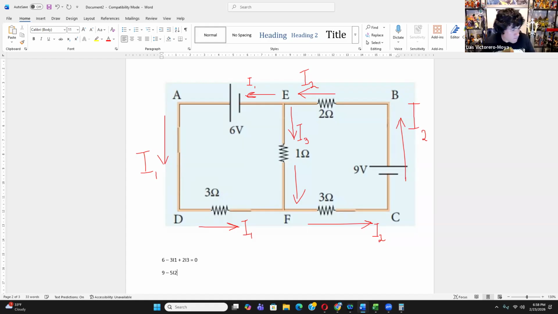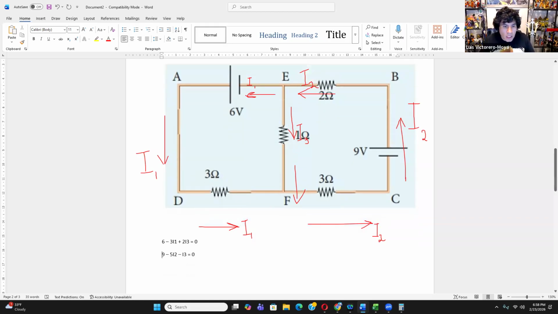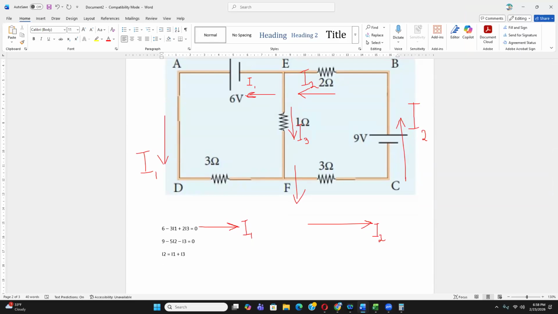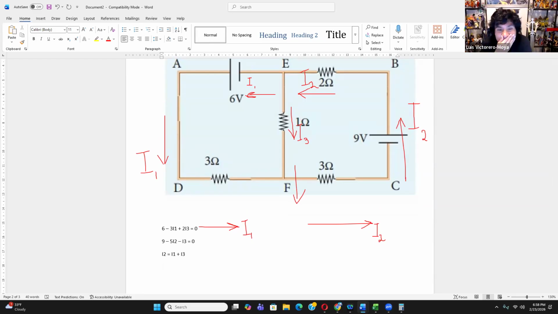Minus I frame. There you go. And of course, I2 equals I1 plus I3. All right, guys. I1 is 2, I2 is negative 1.5, I3 is negative 3 point something. Is that what you guys got? I think I got different answers. I probably made a mistake somewhere. Oh, okay. Do I have to solve this?